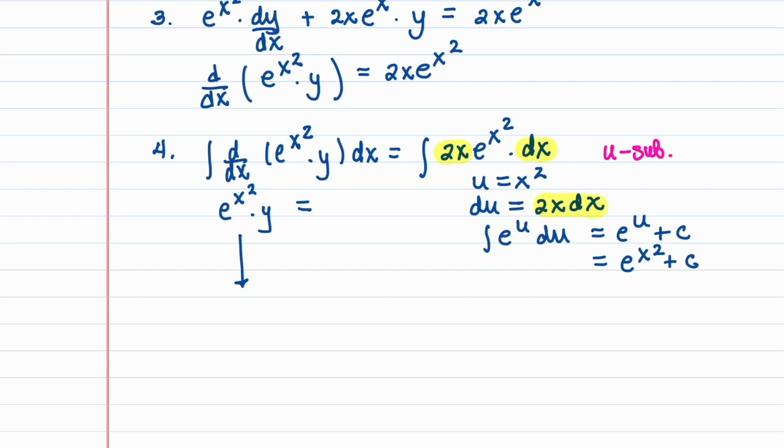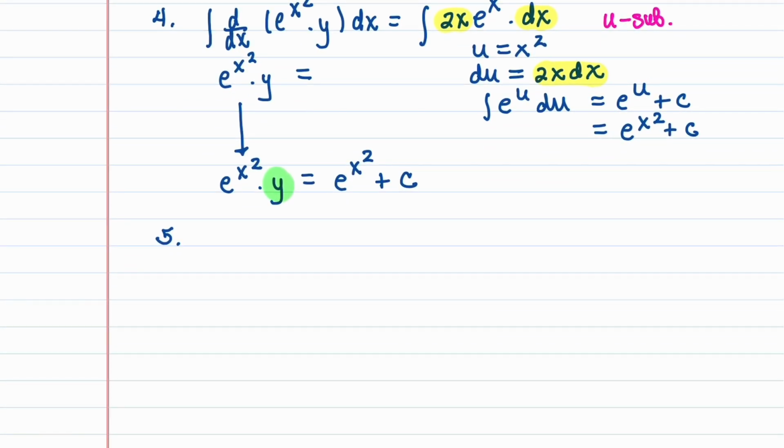Let's go ahead and put that in. On our left-hand side, we have e to the x squared times y. And now on our right-hand side, we have e to the x squared plus c. In step 5, we are going to solve for y. Let's go ahead and highlight that. It's right there. Let's divide both sides of the equation by e to the x squared, and that gives us y is equal to 1 plus c divided by e to the x squared.